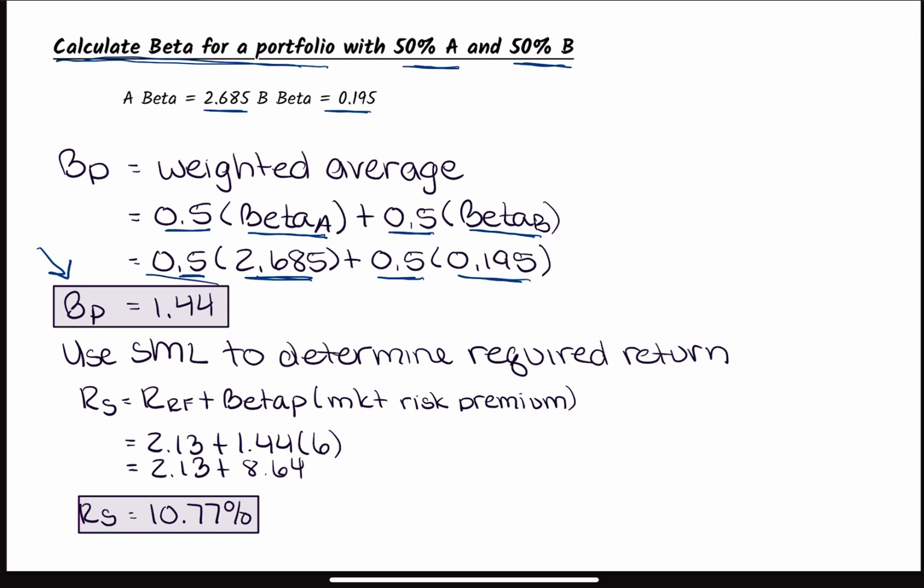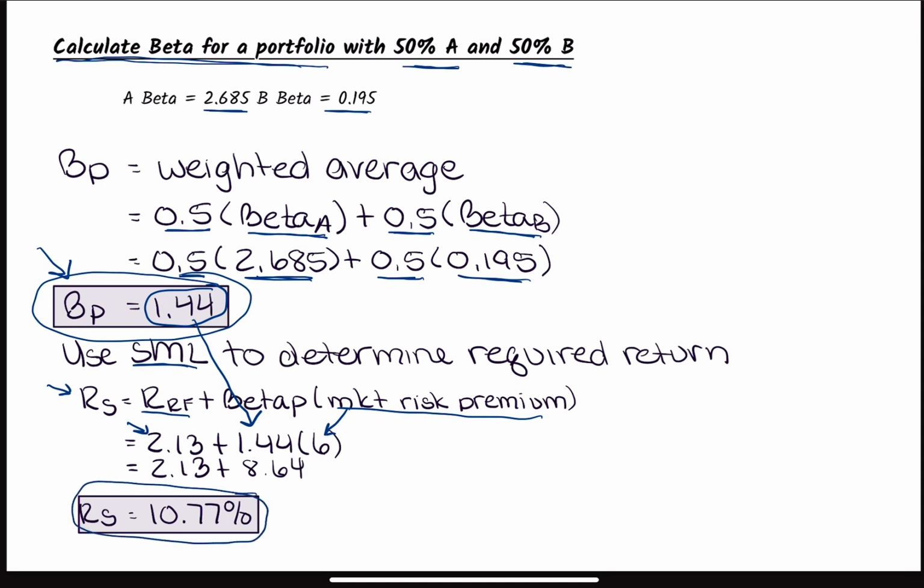So now we can use this to determine the required rate of return for this portfolio. Okay, so we're going to use the SML, which is how we calculate required rate of return. Okay, we already know that our risk-free rate is 2.13 and our market risk premium is 6%. So we plug in the beta of 1.44, which is the risk of this portfolio, to calculate our required return, which in this case is 10.77%.